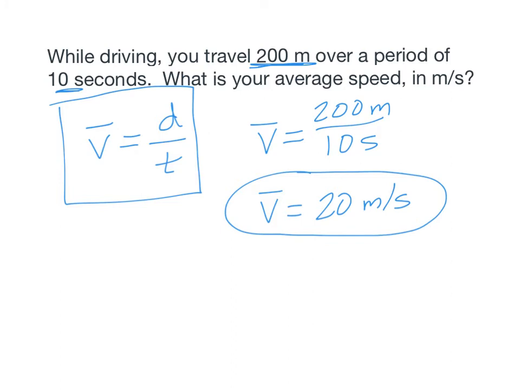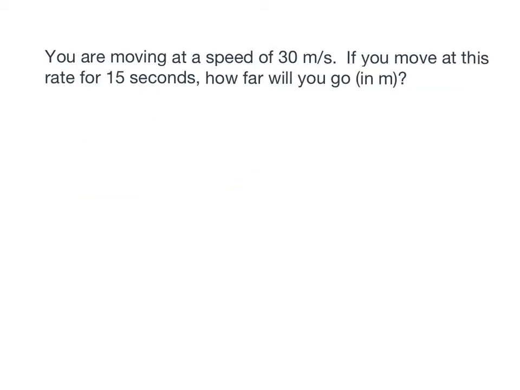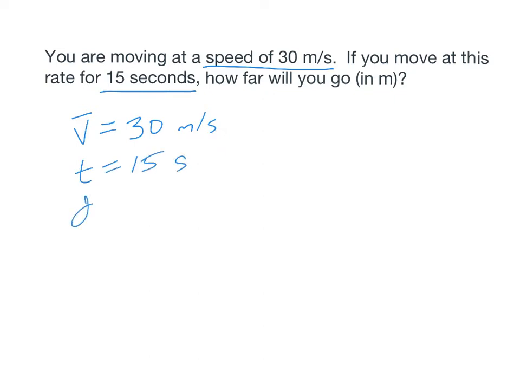That's the most straightforward, but there are 2 other types of problems we can have. Here's another example. In this case, we're given the speed, and we're given the amount of time that we're traveling for. So what we want to start this problem off with is to write what we know. V bar is 30 meters per second. Time is 15 seconds. And we're looking for the distance. That's the unknown. That's how you want to set it up.